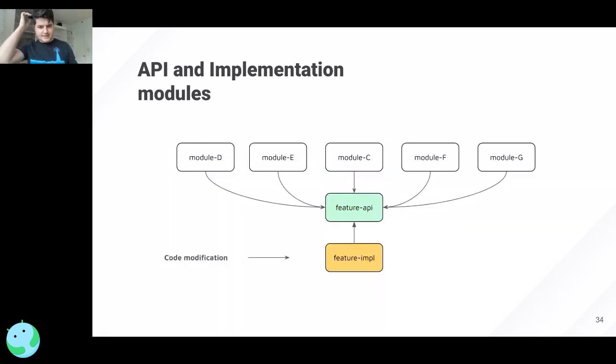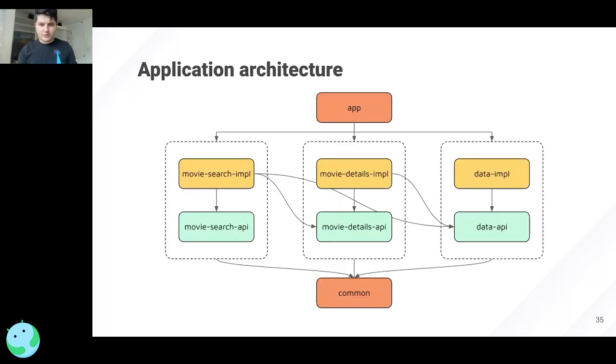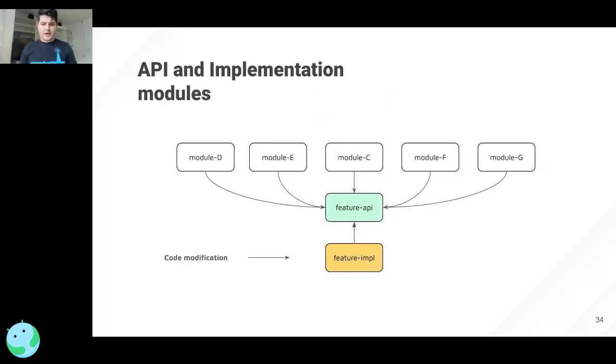And what happens basically when we have this separation of concerns is that all the rest of the features in the app will depend only on the feature API, right? On those thin interfaces that do not have any logic, they're very lightweight, and less likely to change, right? And when we modify code in the feature implementation module, it will not trigger anything.